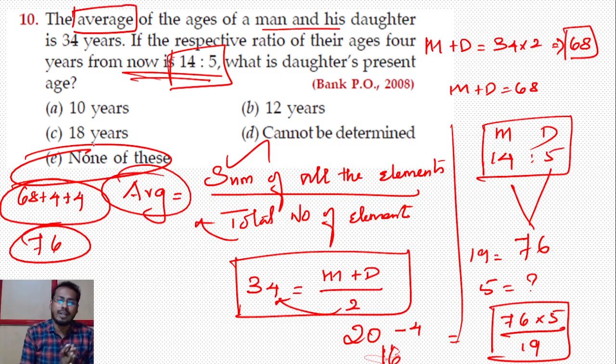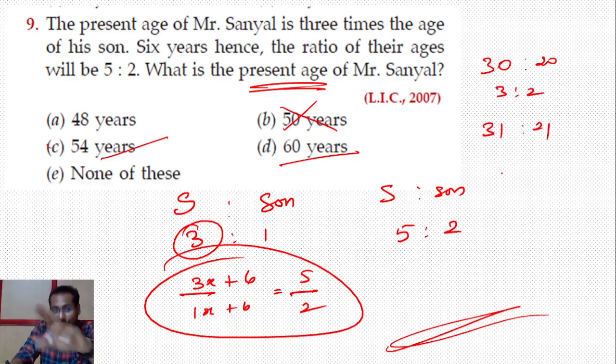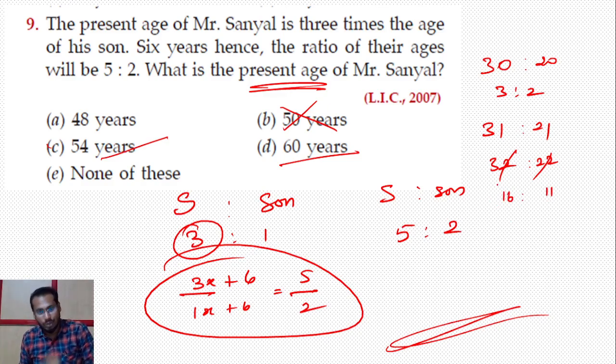So here I want to tell one thing, please listen. Look at this, I will explain. If my age is 30 and your age is 20, what is the ratio? 3 is to 2. Next year my age will be 31 and your age will be 21, so the ratio is 31 is to 21. If one more year, my age is 32 and your age is 22. Now the ratio is 16 to 11. So each year the ratio will change.